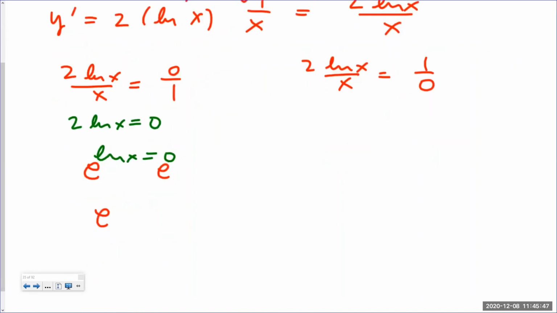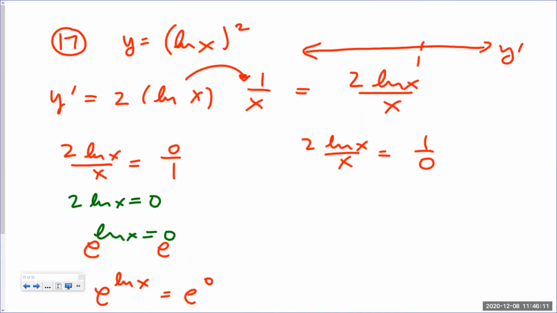So really what you're getting is e to the ln of x equals e to the 0, right? Okay, so right here, guys, if you exponentiate a log, the two cancel out, so this is x. Okay, guys, what is e to the 0? 1. So x is 1. So that's one of the numbers on my number line. That's one of the critical points.